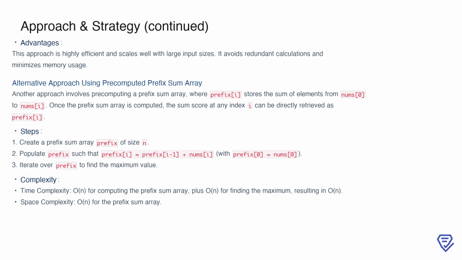Once this array is prepared, finding the maximum sum score becomes straightforward, as we simply iterate through the prefix array to find the largest value. While this method achieves the same optimal time complexity of O(n), due to the single-pass computation of the prefix array and the subsequent search for the maximum, it requires additional space proportional to the size of the input array. Specifically, the space complexity is O(n), because of the extra memory needed for the prefix array. This added memory usage can be a drawback, particularly when working with very large arrays.